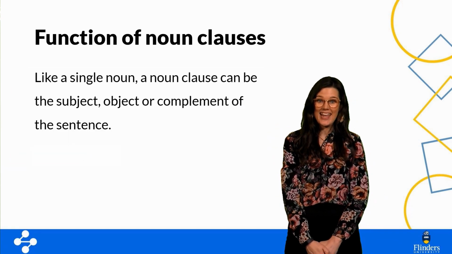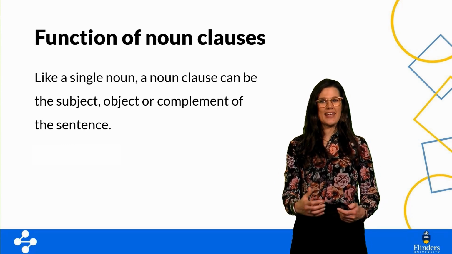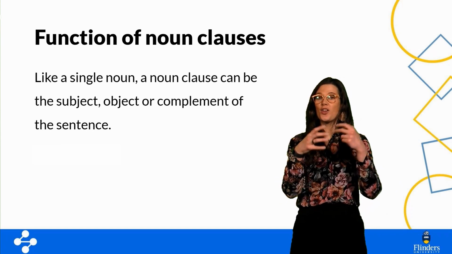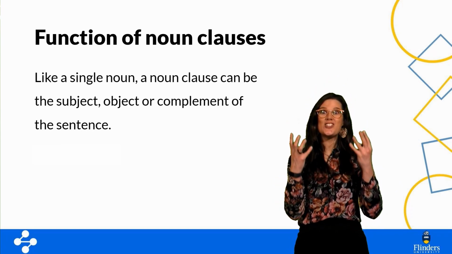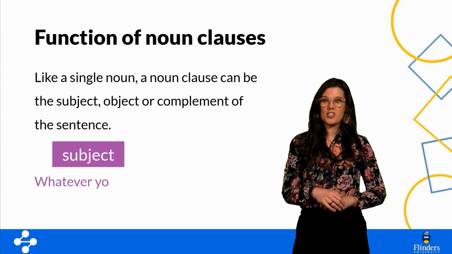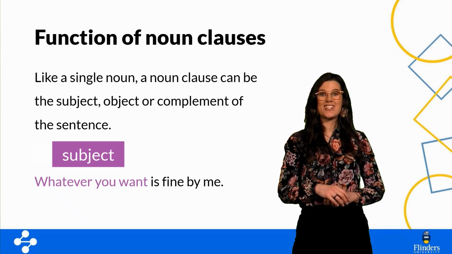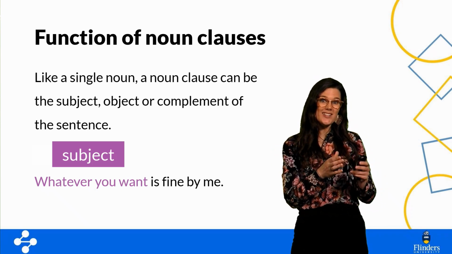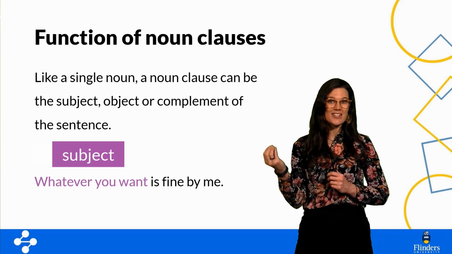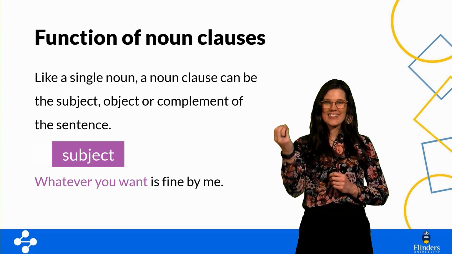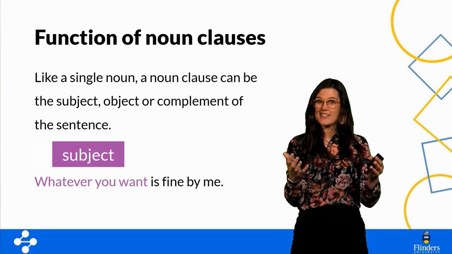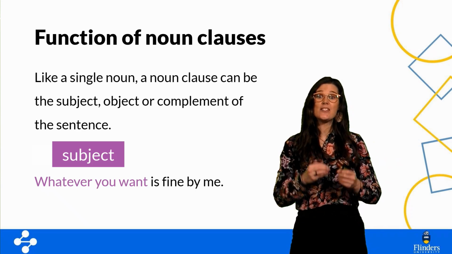And just like any noun, the noun clause can be the subject, the object, or the complement of the sentence. The complement is the finished idea of the sentence, the thing that makes the sentence complete. So in the subject position, it might be, whatever you want is fine by me. Whatever you want is a noun clause. We have our subject, you, and our verb, want, and as a whole clause, it acts as the subject of this entire sentence. I could, of course, replace this with a pronoun. It is fine by me.